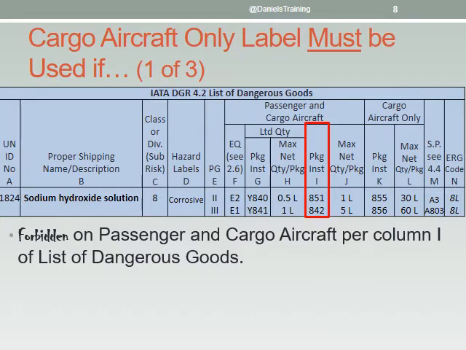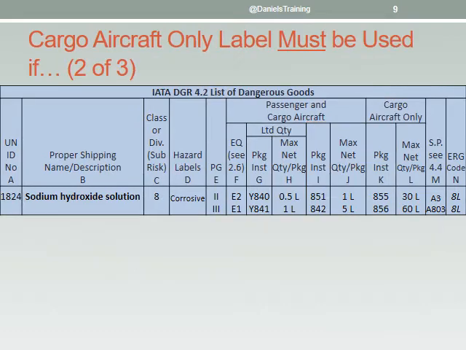Here you see this particular dangerous good, sodium hydroxide solution, in column I has a number there. That is the packaging instruction number. As long as that number is there, then that dangerous good is not forbidden on passenger and cargo aircraft. However, if the word forbidden appears in column I, that indicates that the dangerous good is indeed forbidden on a passenger aircraft.